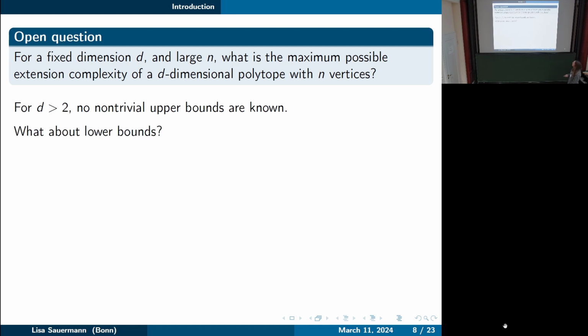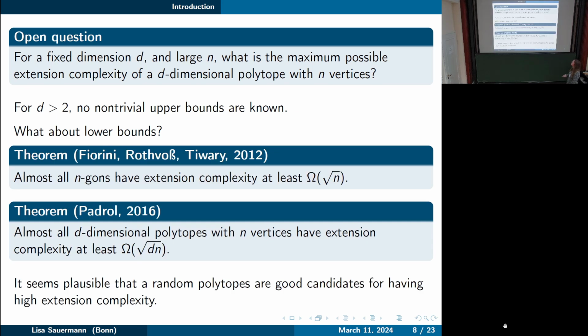Okay, so what about lower bounds? Here are the known lower bounds. Fiorini, Rothvoss, and Tiwary proved that almost all n-gons, so again that's in dimension 2, have extension complexity at least on the order of square root n.